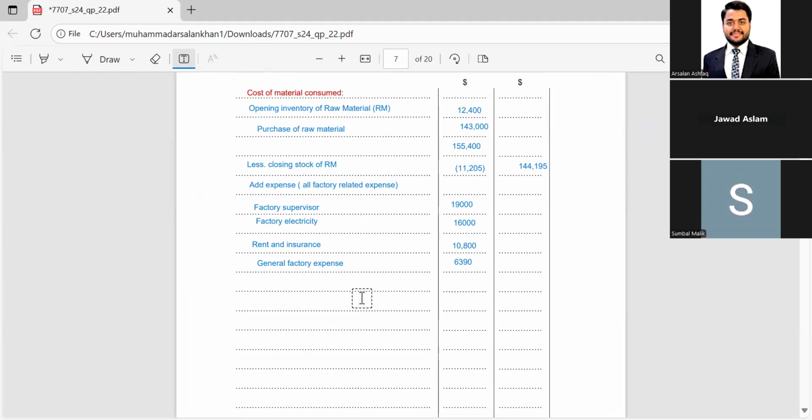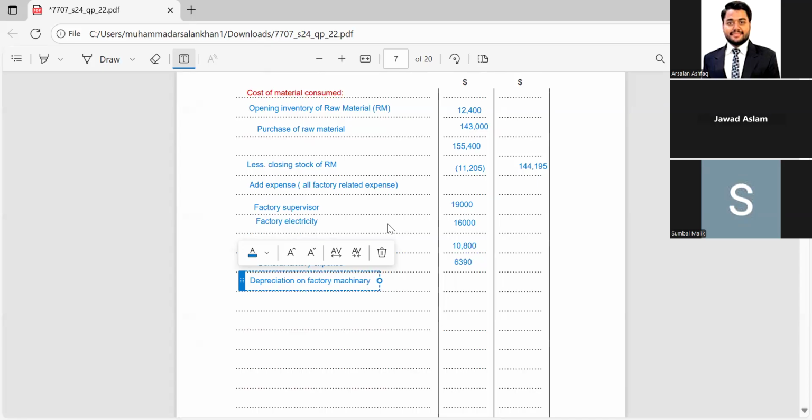Then after that, I will write the depreciation on factory machinery. By factory machinery we mean a machine which is used at the factory. So the whole depreciation will be included in part A, okay.